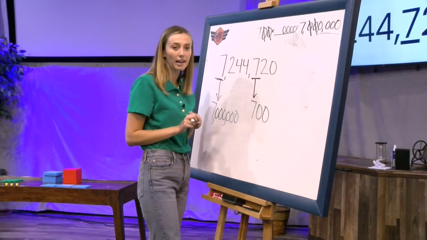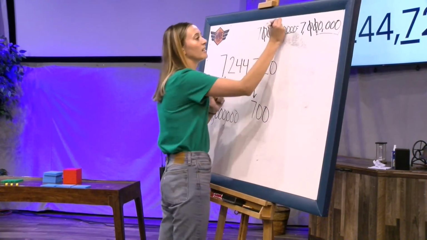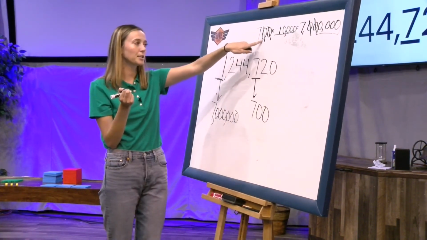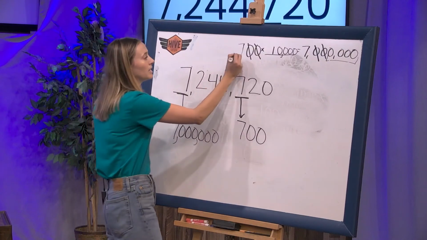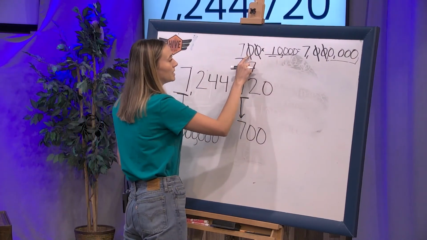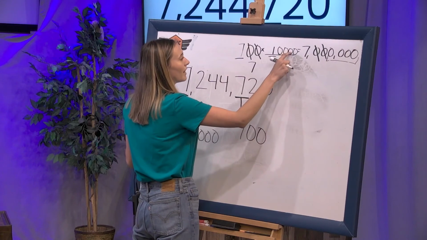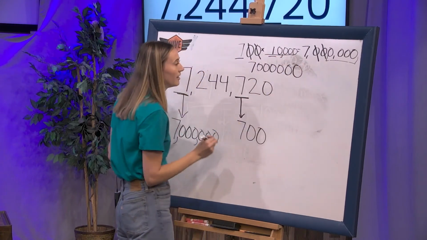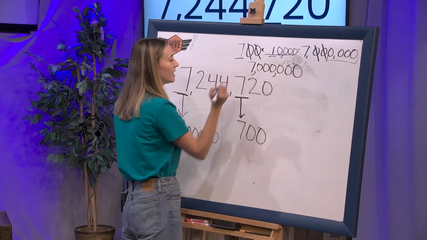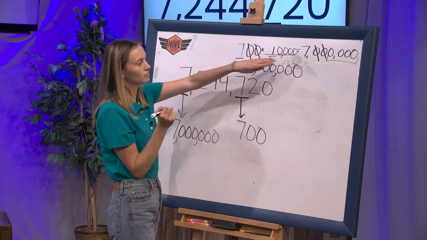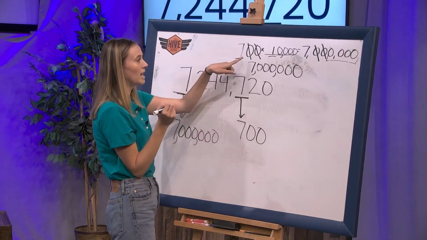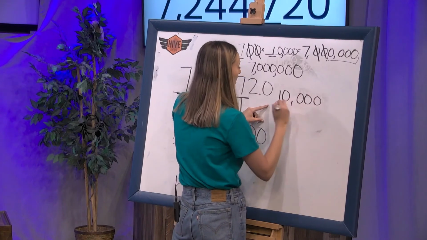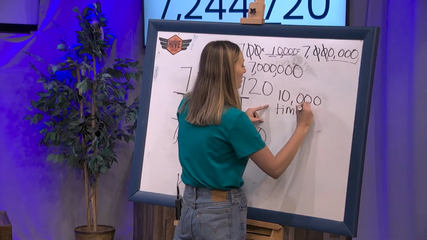And what number do you put at the front? A 1. Okay, so we have 10,000. Let's check to make sure we're correct. So 700 times 10,000, so 7 times 1 is 7. How many zeros? 1, 2, 3, 4, 5, 6. Oh, it's exhausting. And you get 7 million, just like this. Okay, so 7 million is 10,000 times more than 700.